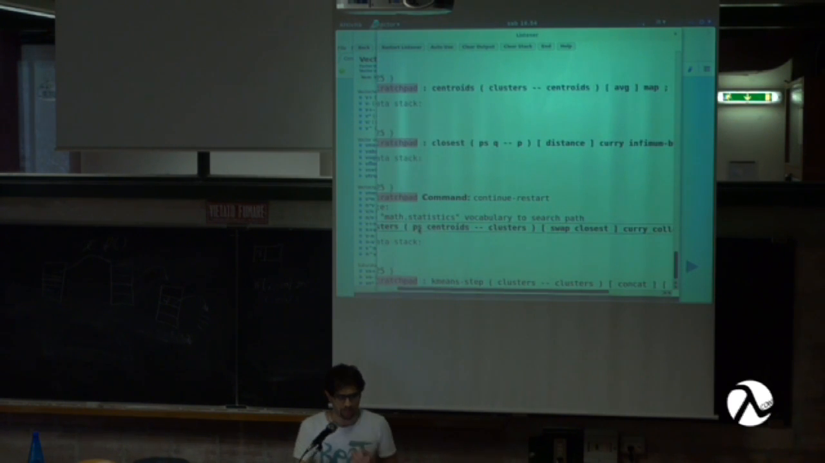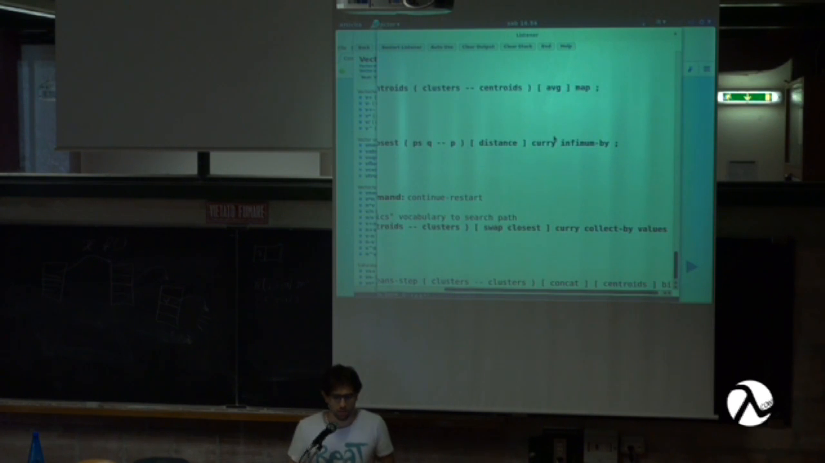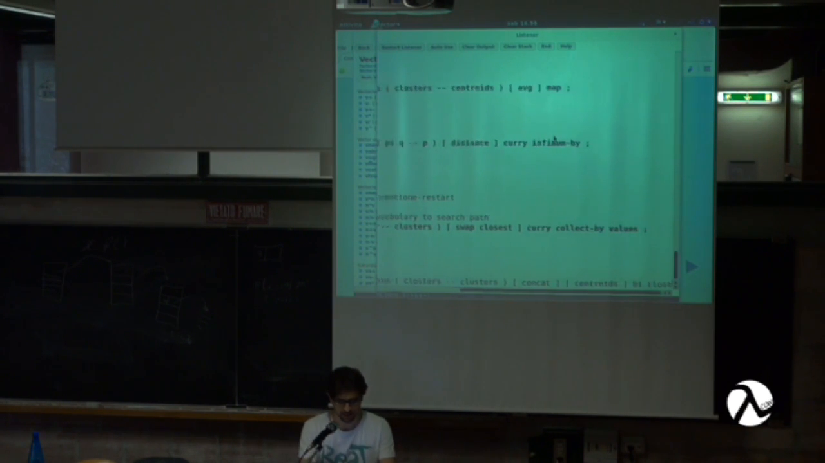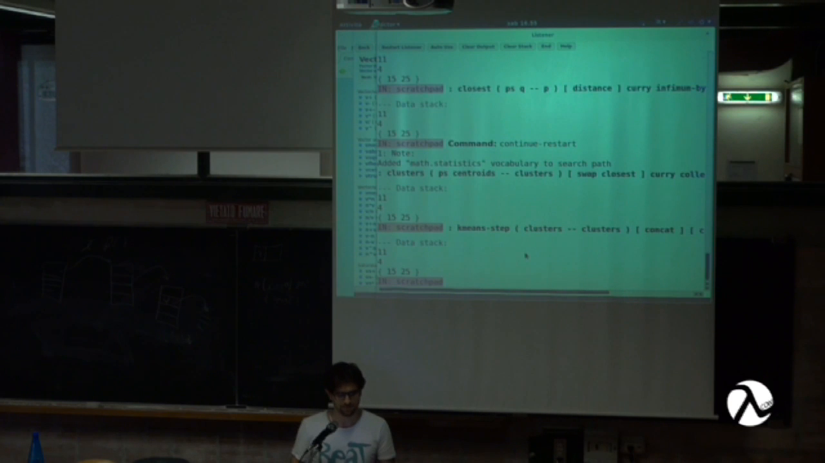The other function, which given the clusters gives me the centroids, is there. I've already written it. I do these two things, and when I have the points and the centroids on the stack, I do the operation I did before, and this gives me the clusters. So this is a step. Well, it's a little small to see.